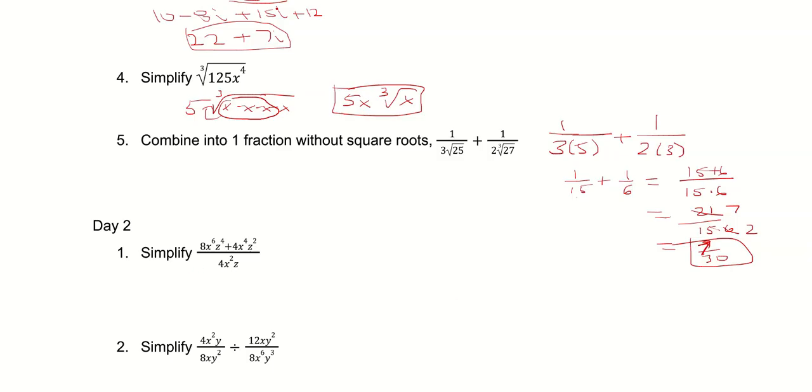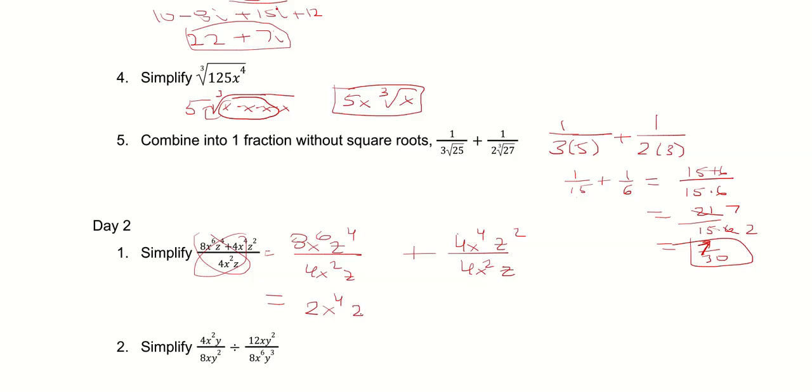Okay, for day 2, I'm going to break this up into 2 fractions. So the first fraction is 8x to the 6th z to the 4th over 4x squared z. Second one is 4x to the 4th z squared over 4x squared z. Now we have 8 over 4 is just 2. x to the 6th over x squared is x to the 4th. z to the 4th over z is z cubed. The 4's are going to cancel. x to the 4th over x squared is x squared. And then z squared over z is z.